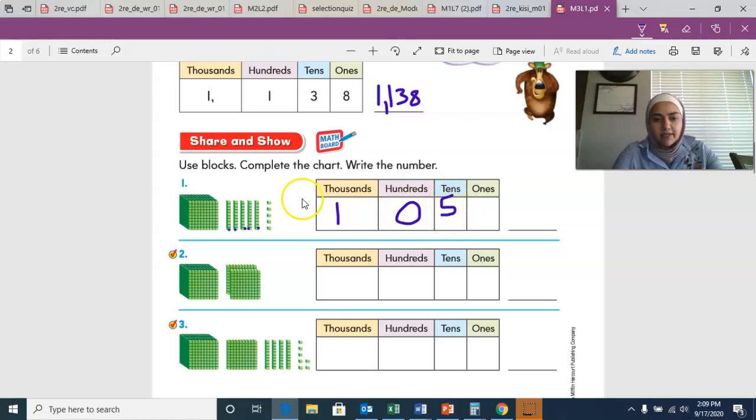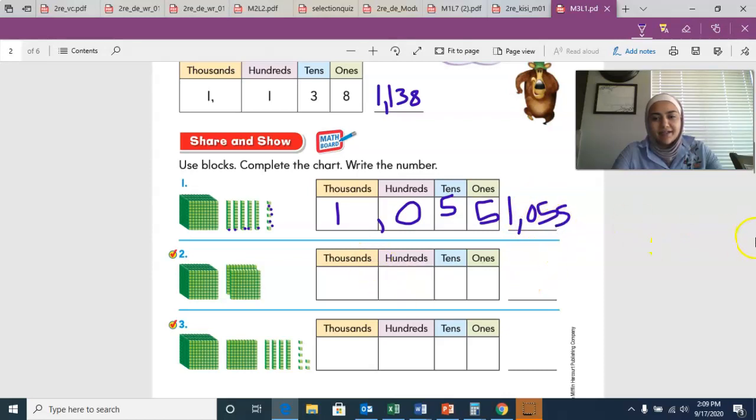And how many ones? 1, 2, 3, 4, 5. Where does the comma go? Ones, tens, hundreds, comma. So the number is 1,055.